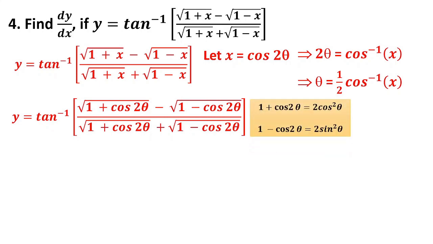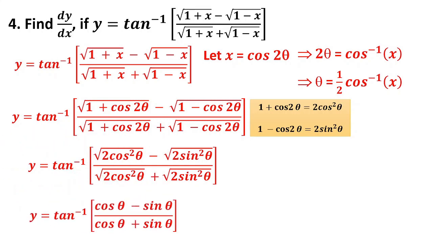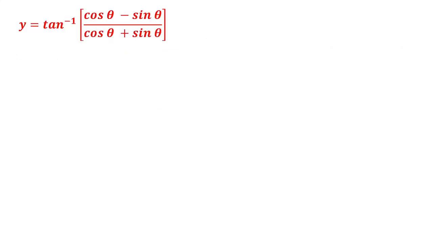And we have a formula: 1 plus cos 2 theta is 2 cos square theta, and 1 minus cos 2 theta is 2 sin square theta. Put it in the numerator and denominator. Root 2, root 2, root 2, root 2 cancel. Cos theta minus sin theta by cos theta plus sin theta. Well, we end up with y is equal to tan inverse of (cos theta minus sin theta) by (cos theta plus sin theta).